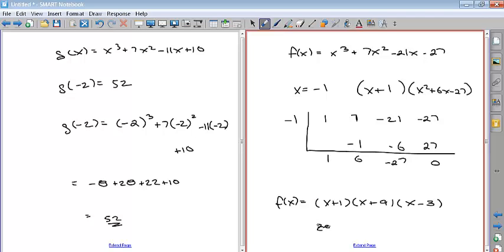The zeros, the x-intercepts, are going to be x equals negative 1, x equals negative 9, and x equals positive 3.